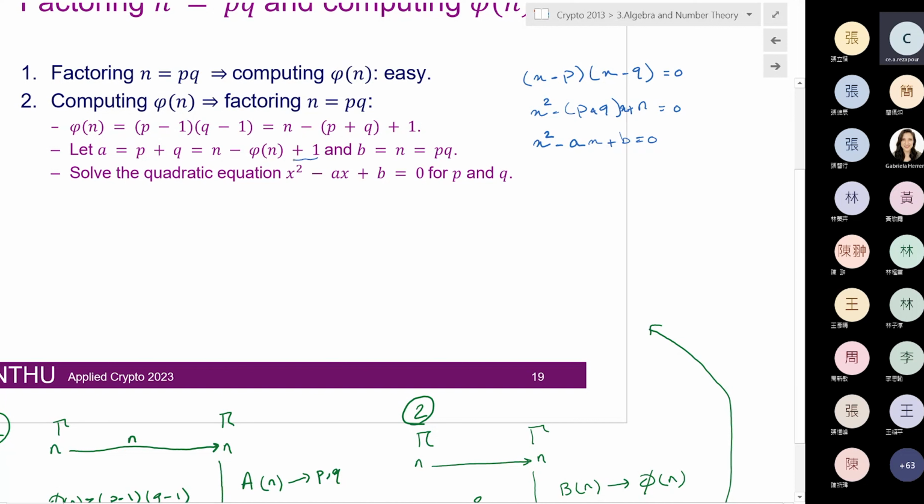So I'm going to name this one to be a. And n, which is just p times q, I'm going to rename it to b. With this renaming, all I have to do is to solve this quadratic equation.